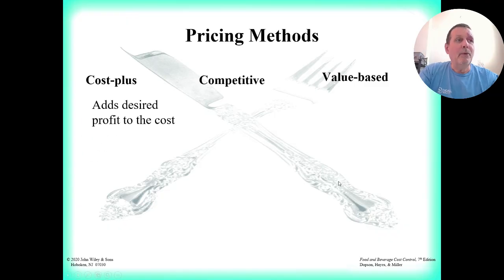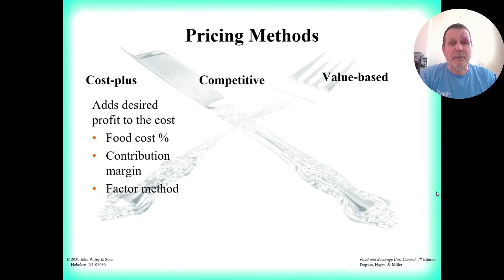All right. So cost plus is nothing more than considering your cost and then adding a desired profit to it. Okay. Now, there's many different ways to do that. Some of the ways is the food cost percentage. So if I know that I want to have a food cost percentage of a certain amount, say 30%, I just apply that to my cost, and then I get my menu item or my menu price. And we're going to talk about how to do that.